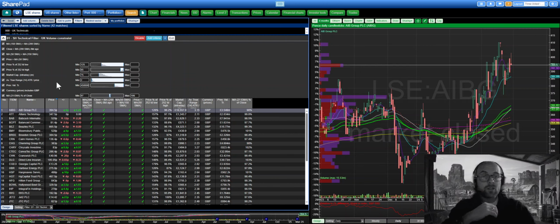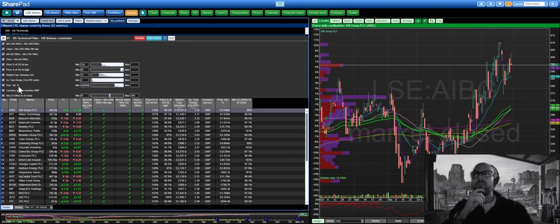Average true range, I'm looking for stocks that have a minimum average true range of 2%. And then in terms of liquidity, there's various different ways you can cut this. I like to think of it in terms of position sizing and the amount of position size I could put on relative to the average trading volume of the particular stock.